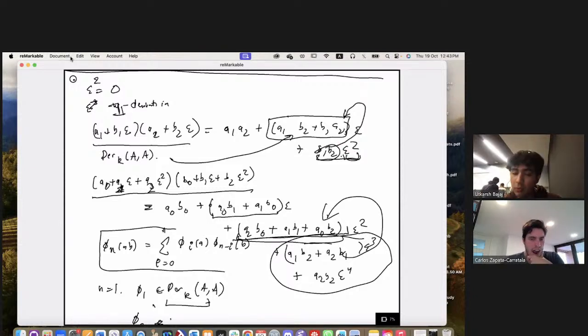Now, how can weight one derivation show up? Well, I can just put this in here. Like, assume that epsilon squared magically became epsilon. Like, assume epsilon squared is an idempotent, right? Yep. So then this would just go inside here, if epsilon squared was an idempotent.